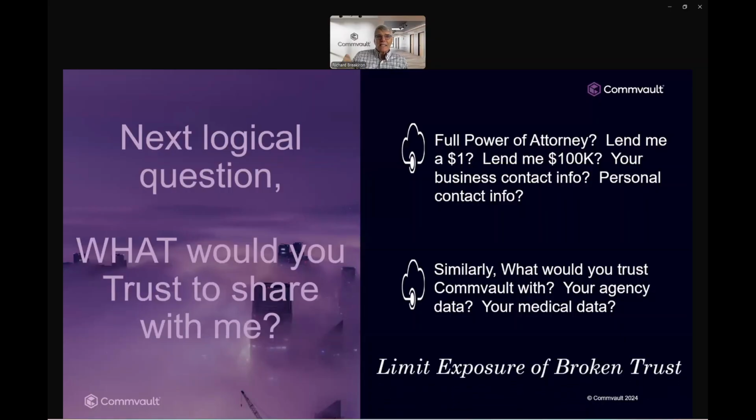Zero trust is focused on limiting the exposure of a broken trust. It's like COVID. Once it's gotten out into the system, if you have not put the brakes on it, it is very, very hard to pull it back in. And again, this is where zero trust architecture is being designed to help limit that exposure in a broken trust.